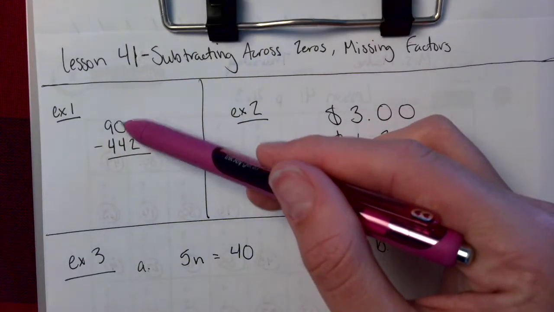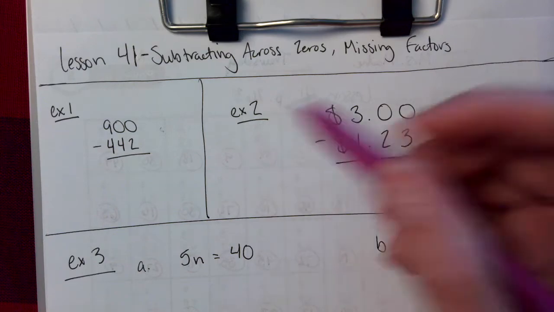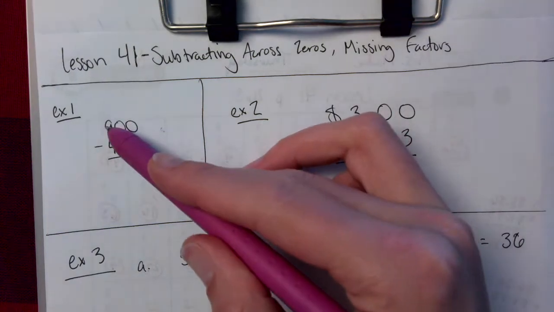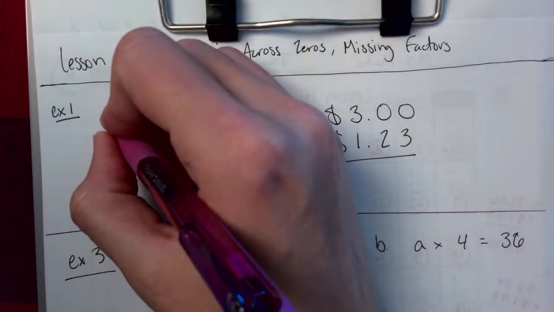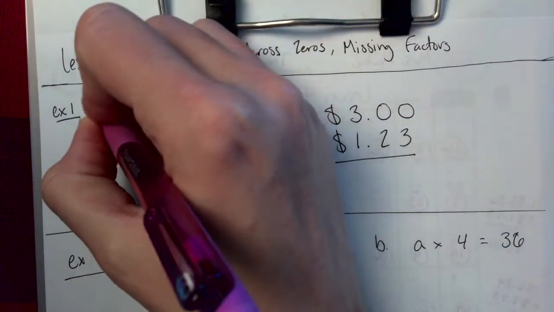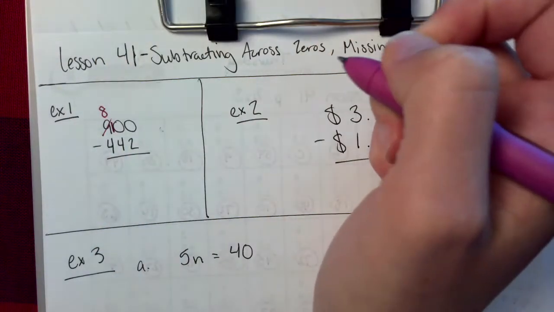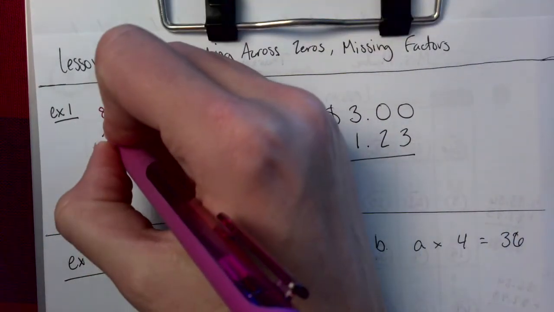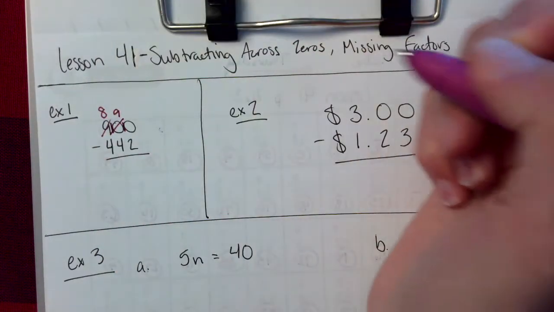But if I cross out the 0, there's nothing left for me to go any lower than 0. So I need to go all the way over to this 9. Okay, I'm going to cross out this 9, make it an 8, and then I'm moving those 10 here. Now I got to do it again. Cross out the 10, make it a 9, and change this one into 10.